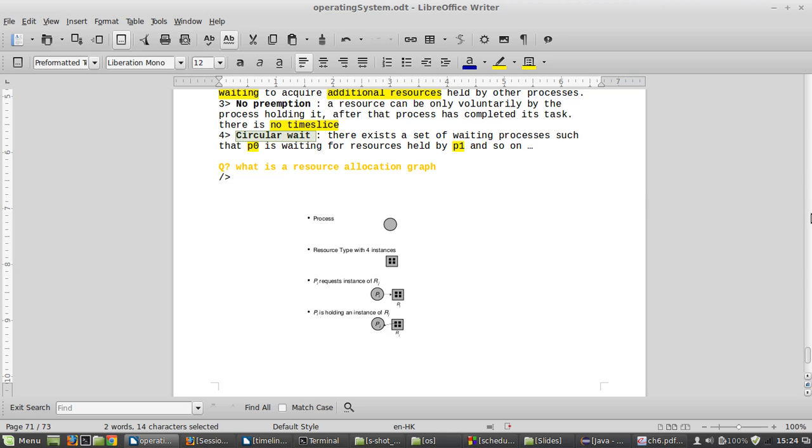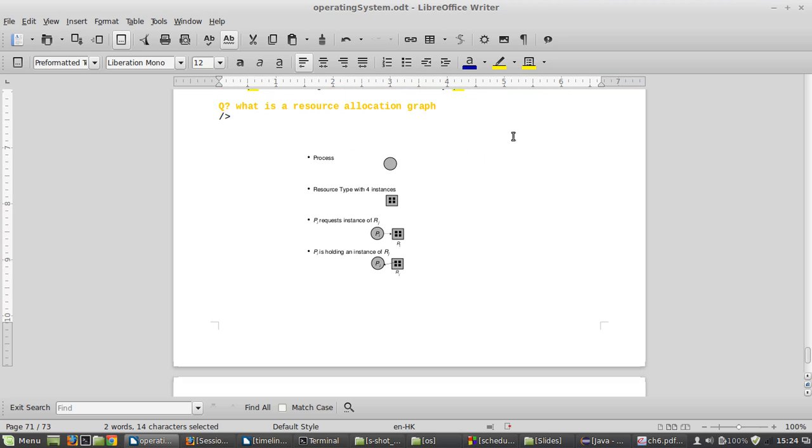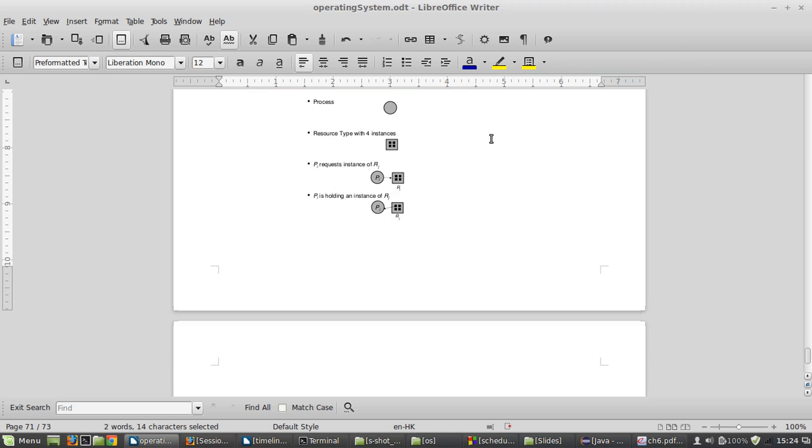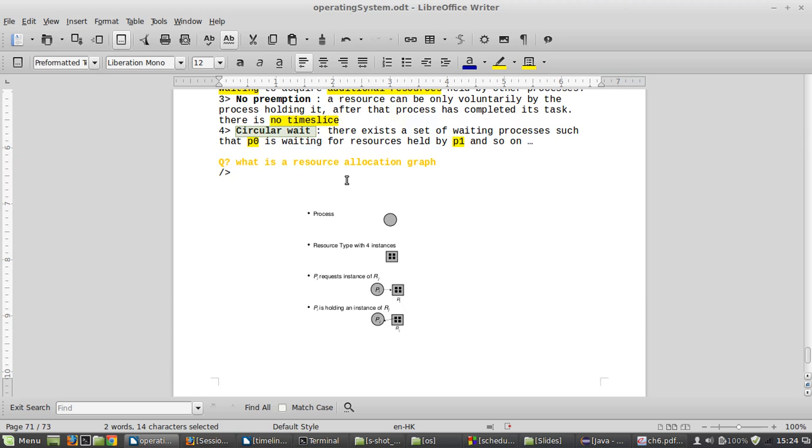Even in circular wait, for example, process 1 is waiting for a resource which is held by process 2, and process 2 is waiting for a resource which is held by process 3, and so on. So there is some kind of chain reaction, a circular chain, and this is called circular wait.